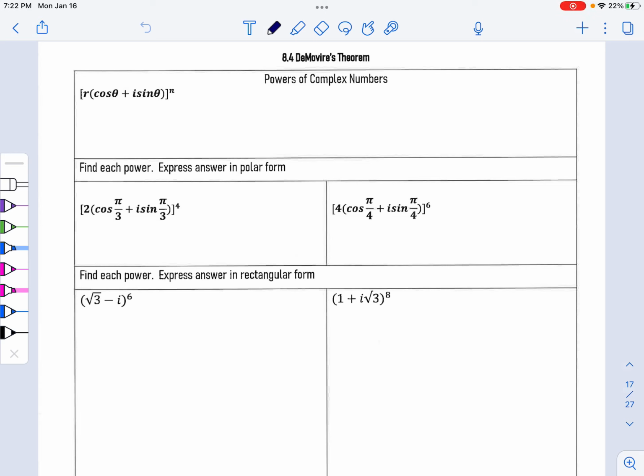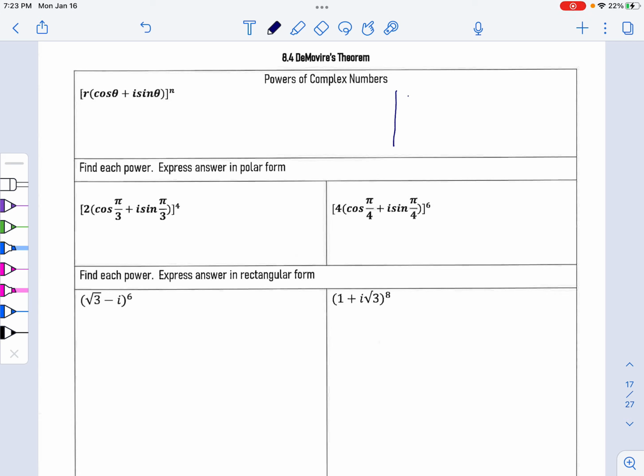All right, so today we're going to learn about DeMoivre's Theorem. What happens with DeMoivre's Theorem is we are taking a polar, as you can see right there, r times cosine theta plus i sine theta, and that's being taken to an exponent. Now, something I really want you to process when it comes to exponents, I'm going to go over here off to the side.